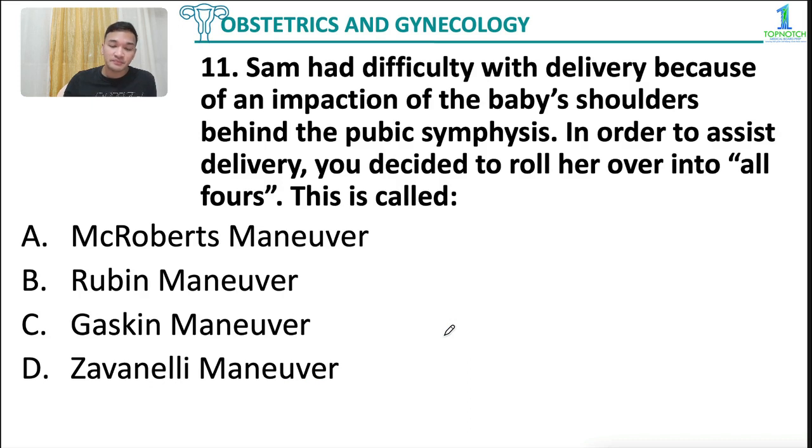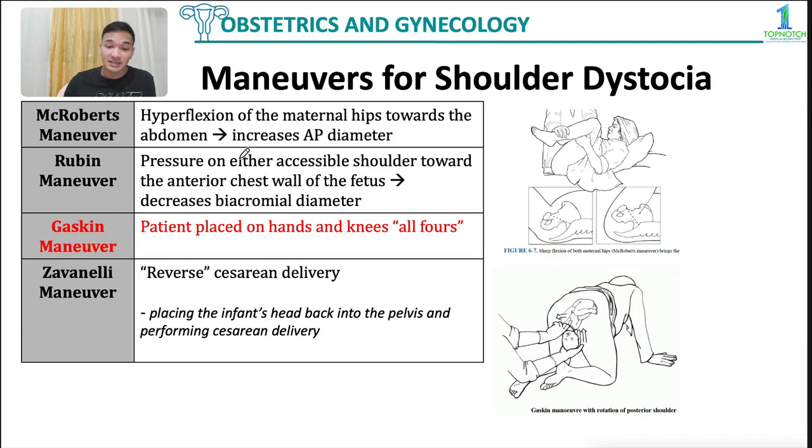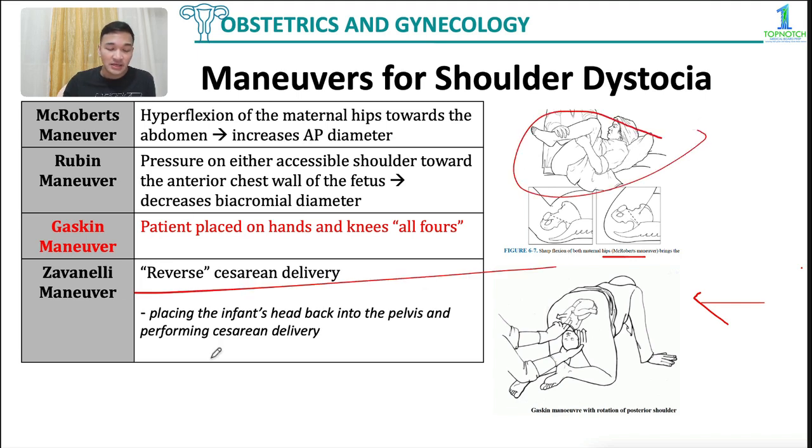Number 11, Sam had difficulty with delivery because of an impaction of the baby's shoulders behind the pubic symphysis, and then you ordered na mag all fours. This is called Gaskin maneuver. So ito yung Gaskin maneuver. We also have McRoberts maneuver, which is yung hyperflexion of maternal hips. Okay, and we also have Zavanelli maneuver, which is placing the infant's head back into the pelvis and performing CS delivery. Okay.